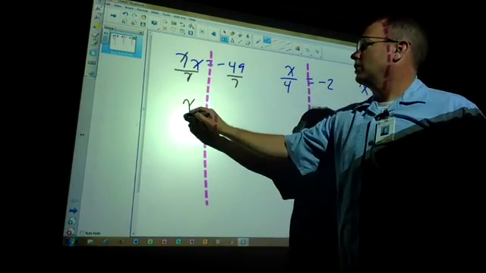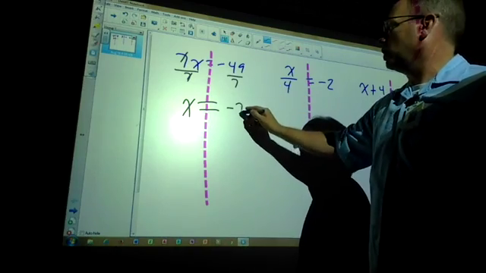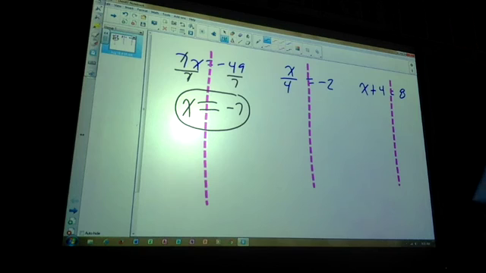Those reduce. So I wind up with x equals what? Negative 7. So make sure it reduces. In this case, it reduces all the way down to a whole number, which is fantastic. Okay? Then I have x over 4 equals negative 2. The pink line represents the equal sign. What we do to one side of the equal sign, we have to do to the other. Go ahead, sir. What do you want to do?